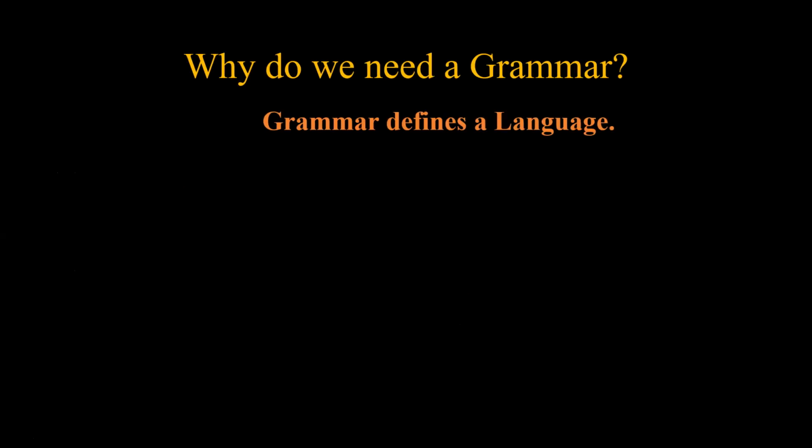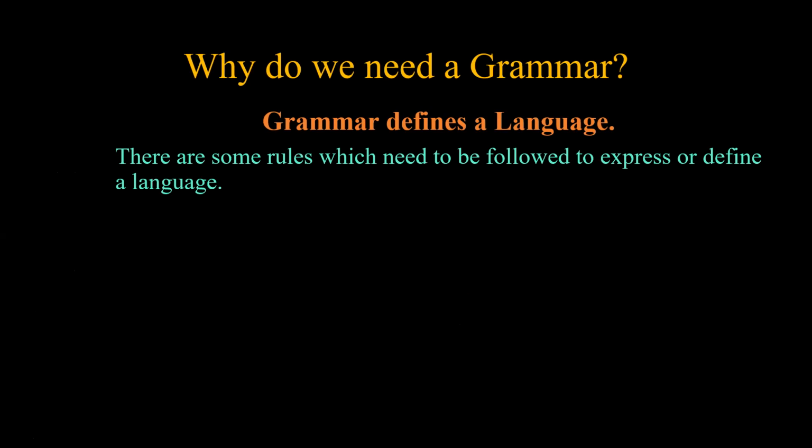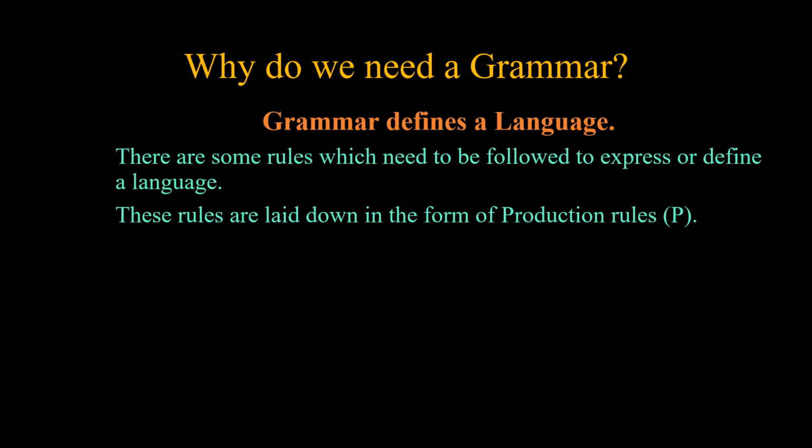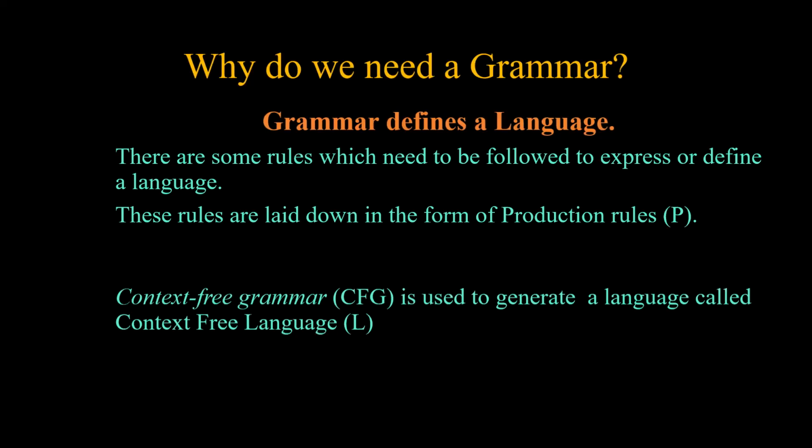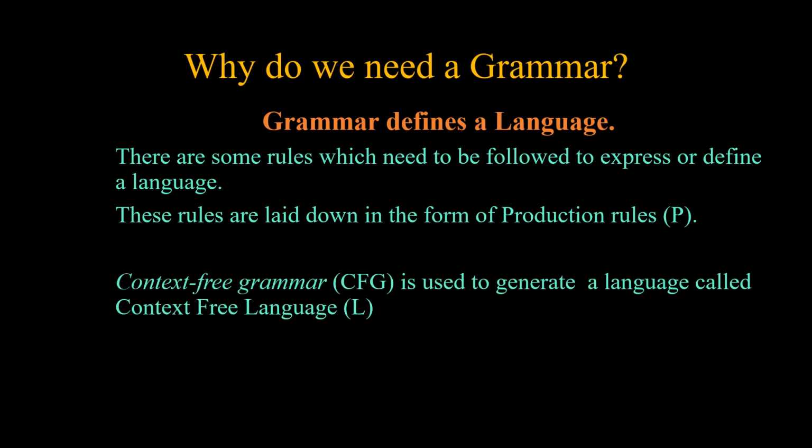Why do we need a grammar? Grammar actually defines a language. There are some rules which need to be followed to express or define a particular language. These rules are laid down in the form of production rules. Context-free grammar is used to generate a language called context-free language.